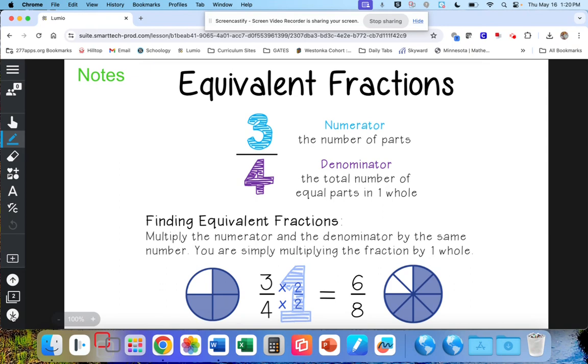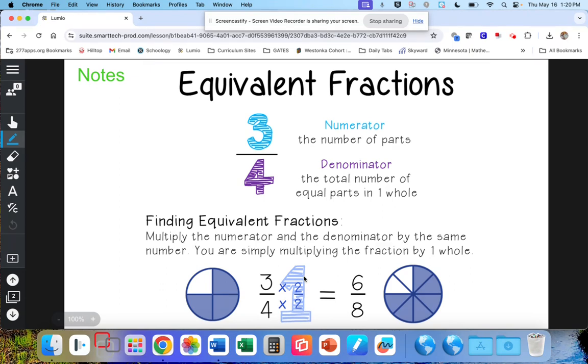So to find equivalent fractions, we are going to multiply the numerator and the denominator by the same number. You are simply multiplying the fraction by one whole. So as you can see here, if we multiplied 3/4 times 2 on the top and 2 on the bottom, 2 over 2 really means the same thing as one whole. Because if we had a whole broken into two pieces and we had both pieces, we would have the whole thing.